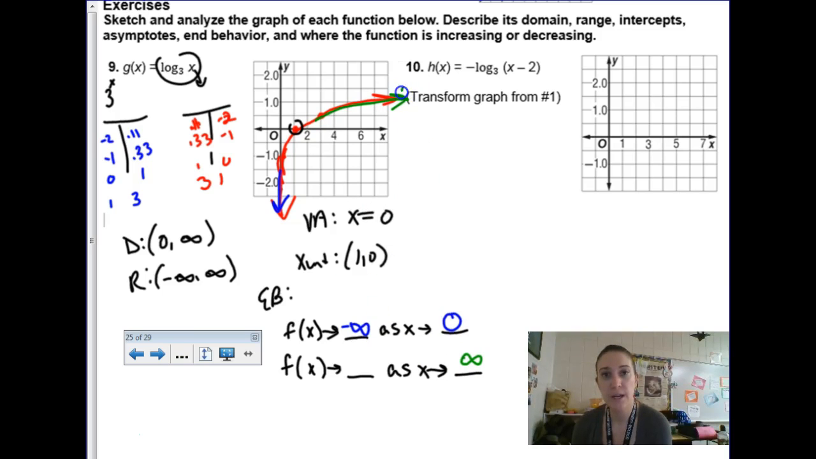The function is going up forever as well. So very confusing for logarithm end behavior. One part of the end behavior is going to approach the vertical asymptote. So keep that in mind. Alright.